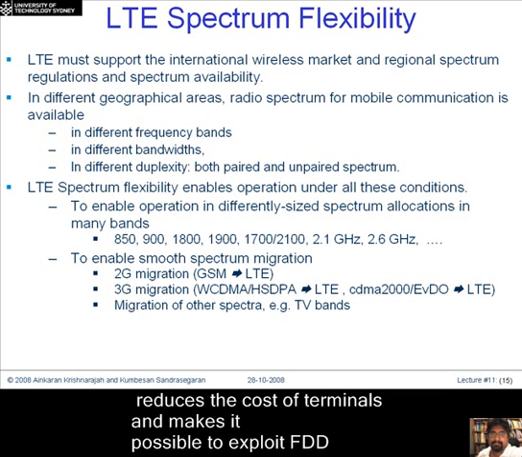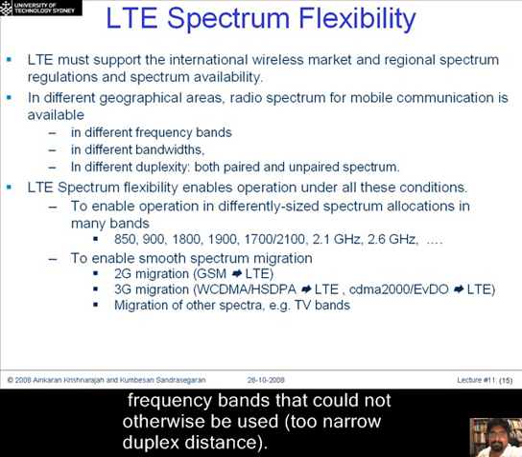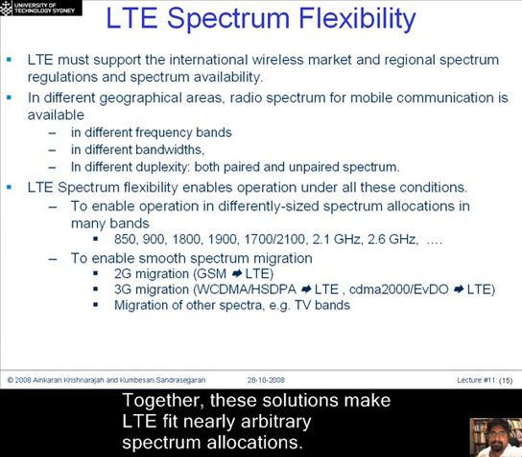Okay, there's also a plan for migration of other spectra, for example TV bands. Okay, so you know that with TV we are slowly moving out of analog TV and going into digital TV, and when we do that, a lot of the analog TV bands are going to become free, and it is hoped that even some of those TV bands could be used for transmission of LTE based mobile communication systems.